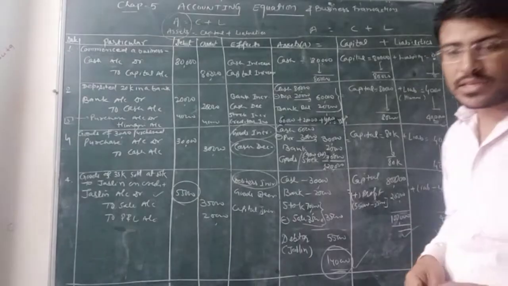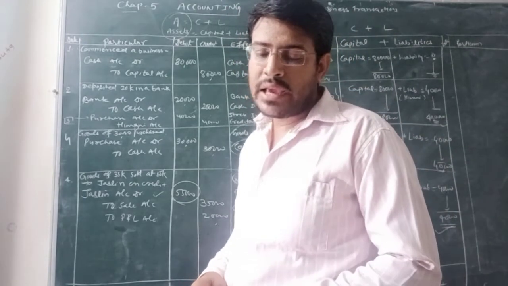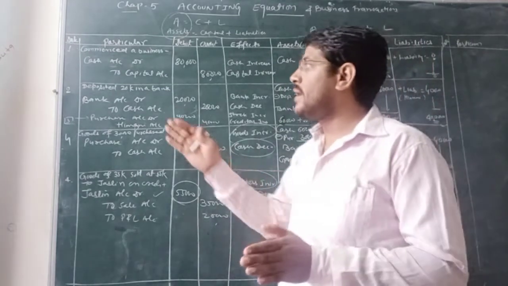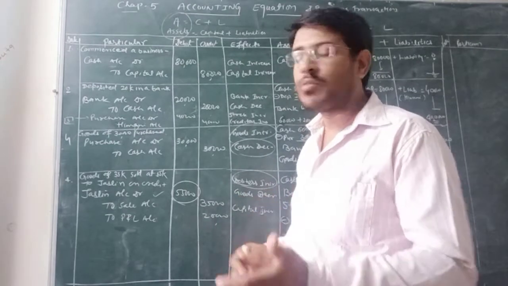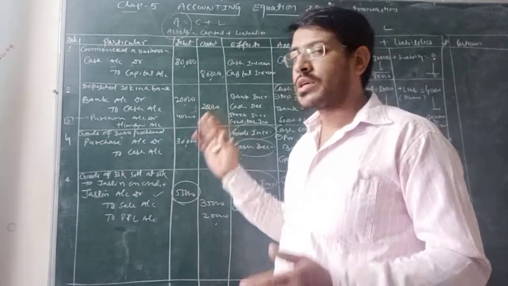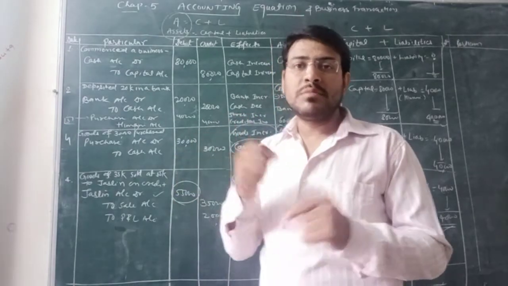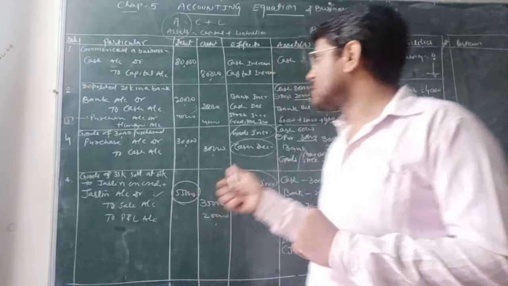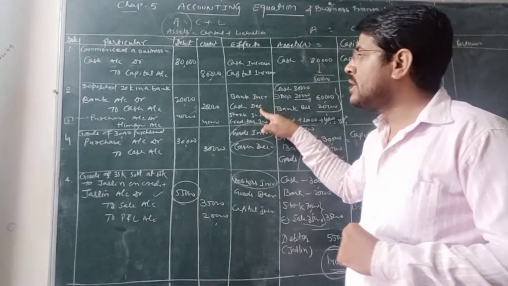Your second transaction is 20,000 rupees deposited with bank and open an account. If you are depositing some money in the bank, entry will be bank account debited to cash account credited. Now how much is deposit? 20,000. So you can see friends, if we are depositing some money in the bank, cash will decrease from our pocket while bank balance will increase. So with the same fact given, bank balance increases, cash balance will be decreased.